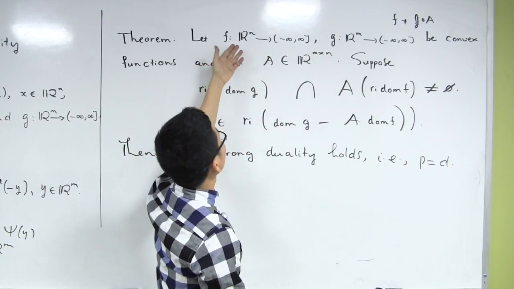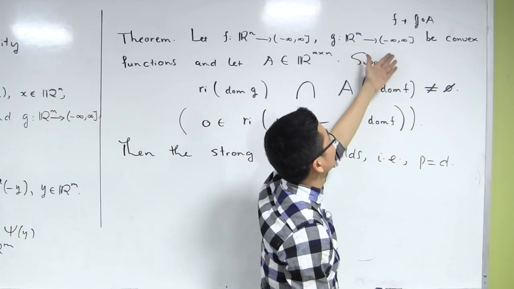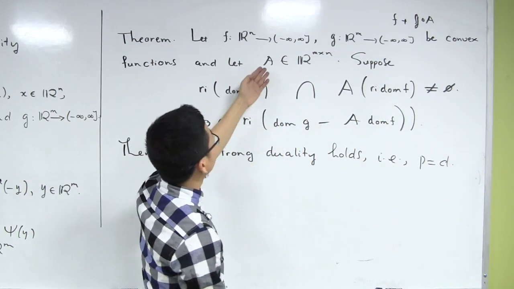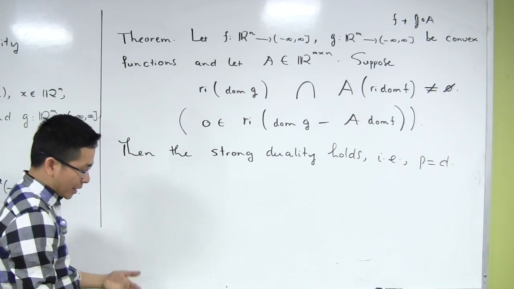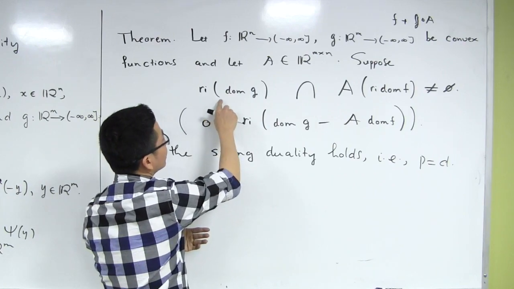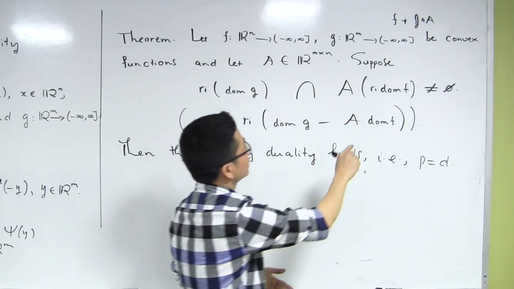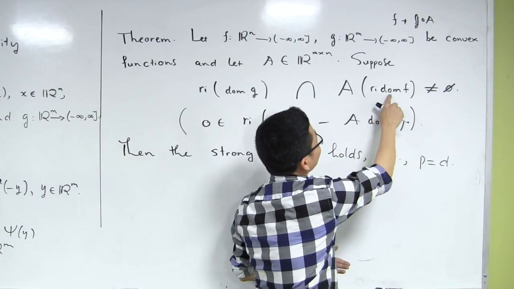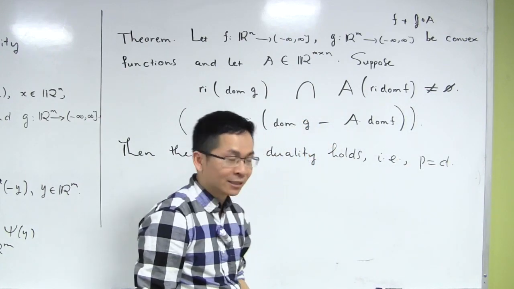F is a function from Rn to the extended real line. G is a function from Rm to the extended real line. And A is an m by n matrix. Now we suppose that the intersection of the relative interior of the domain of the function g and A of the relative interior of the domain of the function f is non-empty.